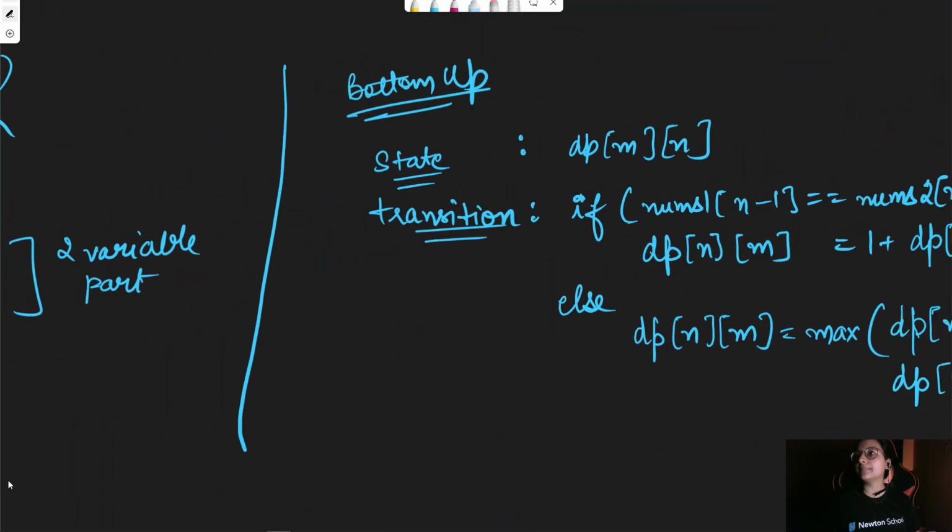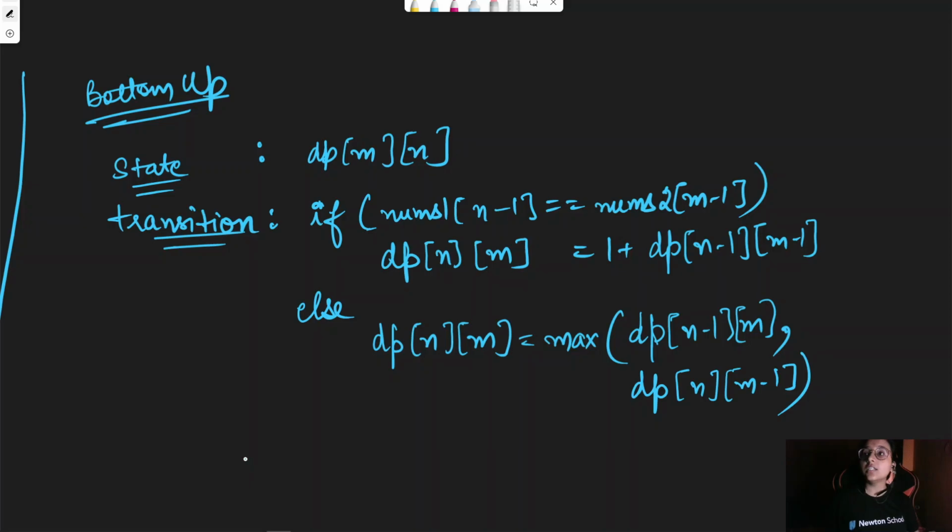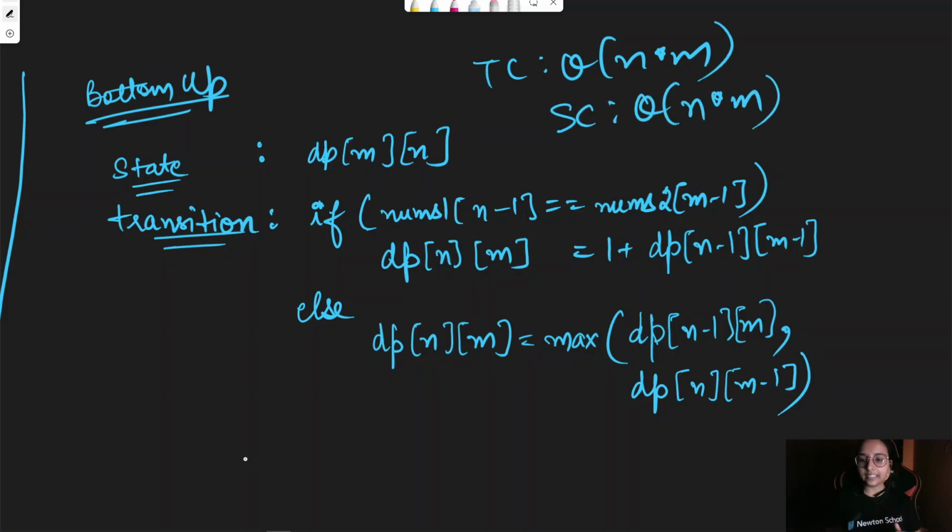So now comes the next part, what the bottom-up DP is like. Here the state of the bottom-up DP is basically dp of n m, and the transition is: if nums1 of n minus 1 equals nums2 of m minus 1, then dp of n m equals 1 plus dp of n minus 1, m minus 1. Else dp of n m equals the maximum of either choosing with the first one or choosing with the second one. So this is how our bottom-up solution would be like, and the time complexity would be order of n into m, and the space complexity would be order of n into m. So these are the solutions which we can come up with for this particular question.